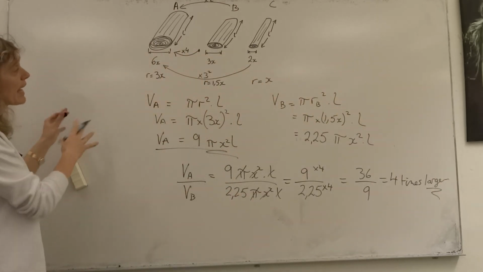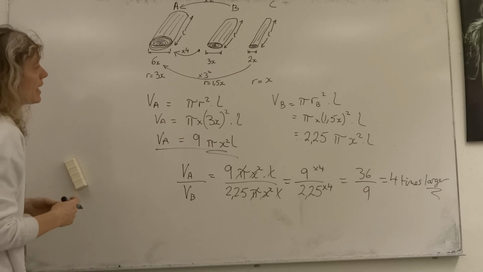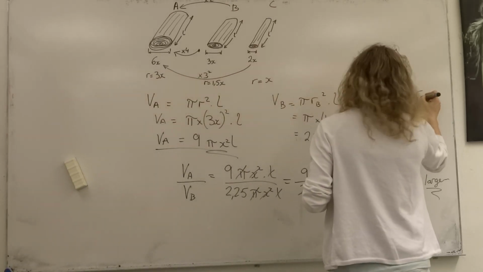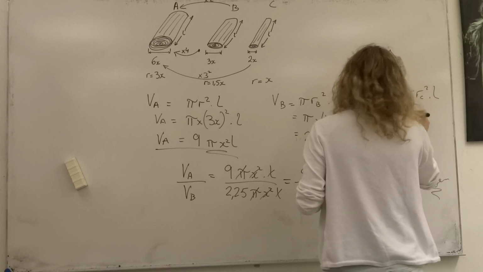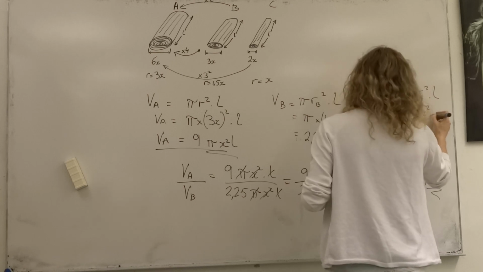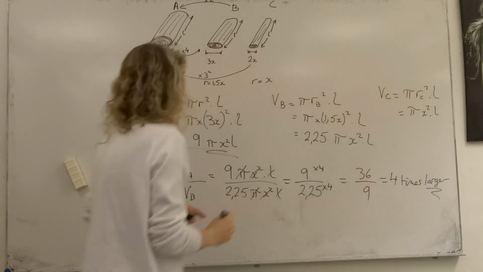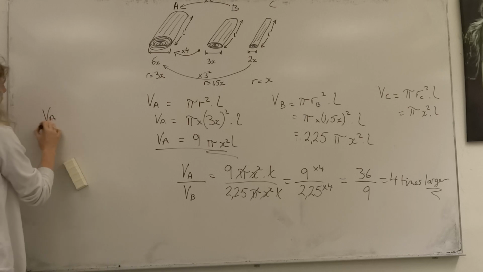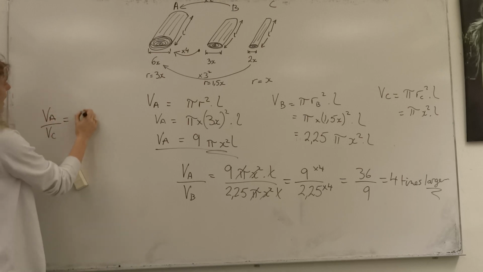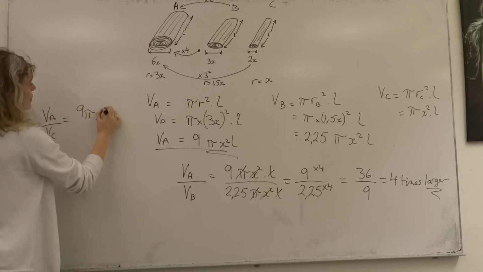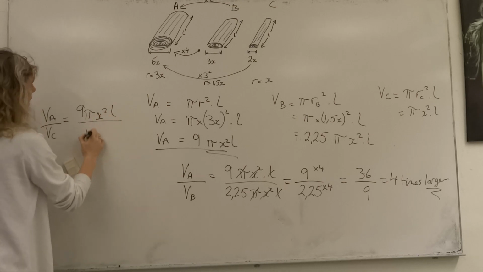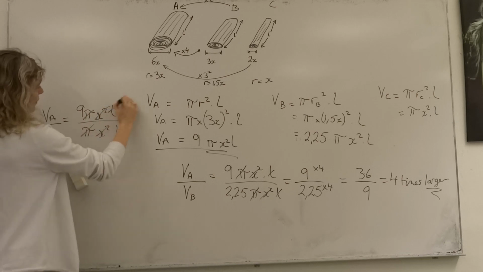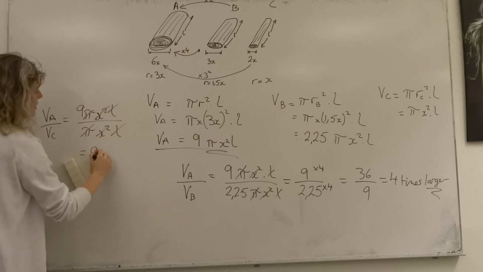And then we can do exactly the same thing for cylinder C. Volume C will be pi times the radius of C squared times L, which will be pi times x squared times L. So if we're going to compare volume of A divided by volume of C, we're going to get 9 pi x squared L divided by pi x squared L. They're all going to cancel, giving us 9 times larger.